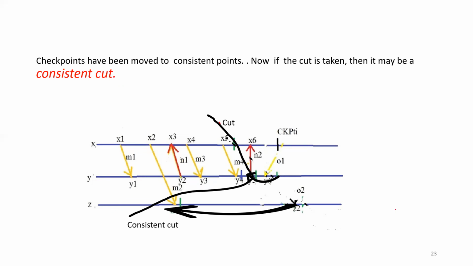And since the cut line is consistent, the local snapshot is consistent. And since the local snapshot is consistent, if you take the global snapshot, it is also consistent. Everything will be consistent. Checkpoint is consistent, local snapshot is consistent, and global snapshot also consistent. So this algorithm is helpful to take the local checkpoints, so that the global snapshots are consistent. Okay. Thank you.